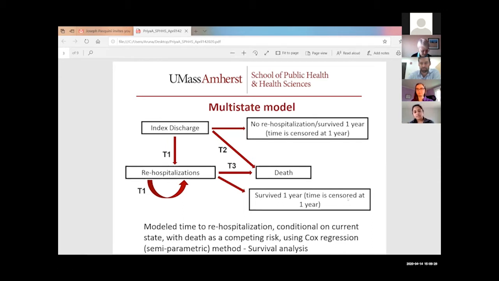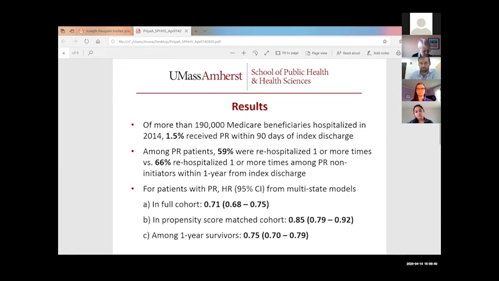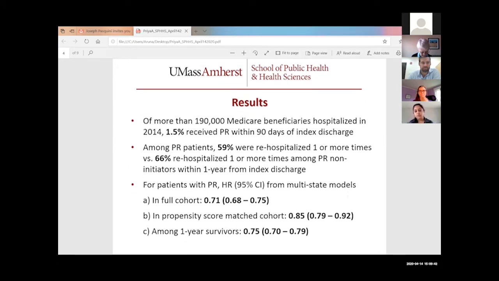So we are going to model time to rehospitalization conditional on the current state with death as a competing risk using Cox regression method. Once we analyzed that way, we studied over 190,000 Medicare beneficiaries who were 66 years or older who were discharged in 2014 due to COPD, and then only 1.5% of them received pulmonary rehabilitation. And of these, 59% get rehospitalized 1 or more times within the year, compared to patients who do not receive any PR, who have a 66% rehospitalization rate.